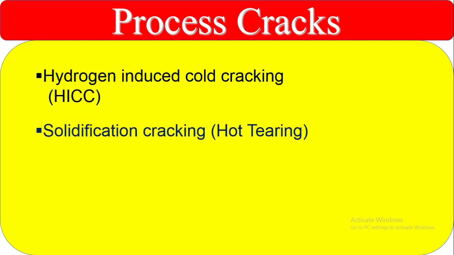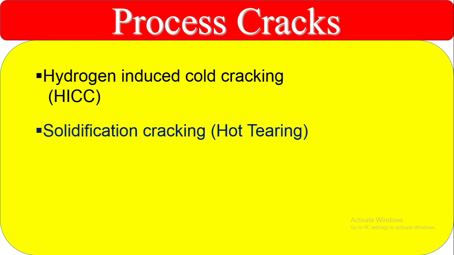Now solidification cracking, that is called hot tearing. What is meant by solidification cracking, meaning hot cracking, meaning hot tearing? It is the formation process of shrinkage cracks during the solidification period of the weld metal. When the metal is solidifying, at that same time the cracks are generated. That is called solidification cracking.